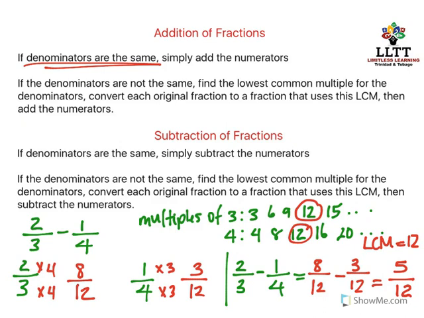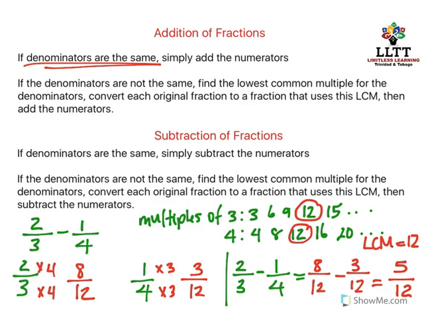So addition of fractions, subtraction of fractions, basically the same rules. You want your denominators to be the same. If they are, you add or you subtract the numerators. And then if they're not the same, you find the LCM. You convert the fraction to the new LCM as that denominator. And then now your denominators will be the same, and you simply add or subtract the numerators. So that covers addition of fractions and subtraction of fractions.